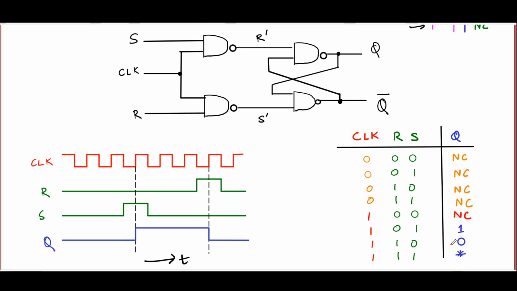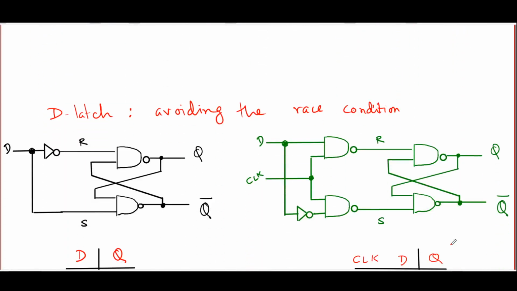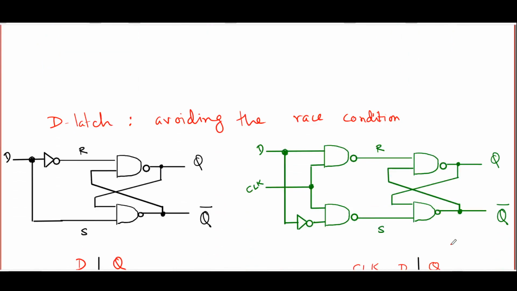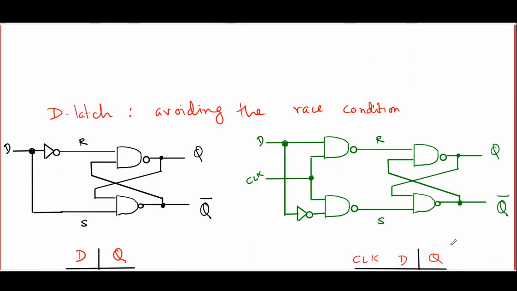Now, one of the ways to modify a latch and ensure that the race condition never occurs is to ensure that two inputs R and S will never be the same at the same time. This is achieved in what is called a D latch. Now, the D latch proper is what you see on the left, the circuit in black.